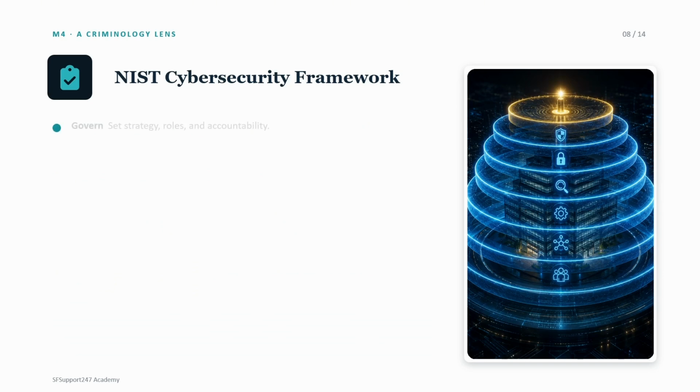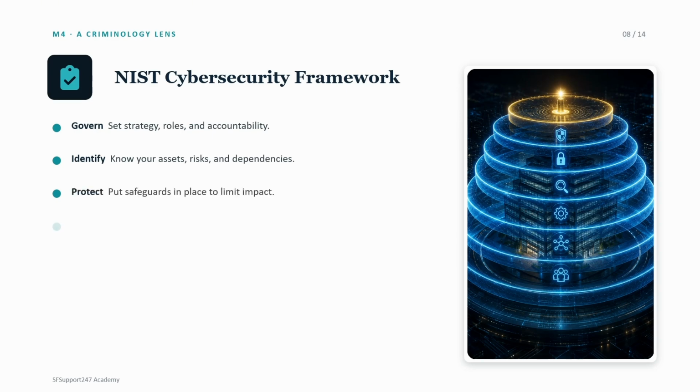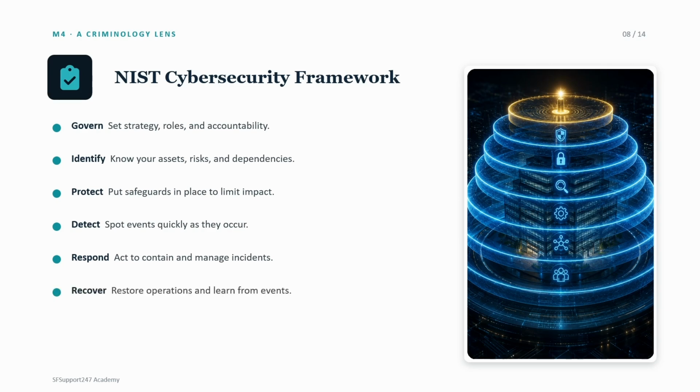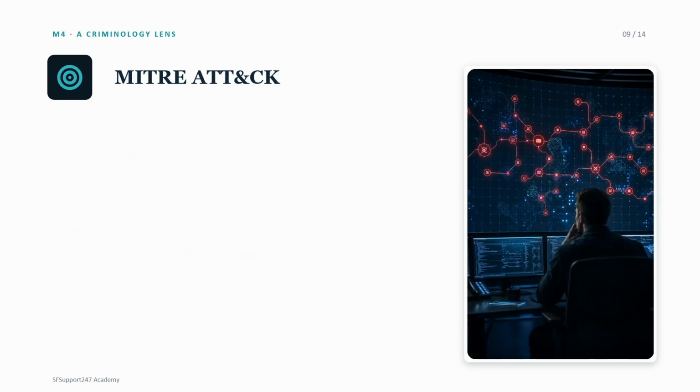NIST Cybersecurity Framework. First, govern: set the strategy, roles, and accountability. Then identify: know your assets. What are the assets that are at risk, and the dependencies for each asset? Classify the risks and the dependencies. Protect: put safeguards in place to limit the impact. Detect: spot events quickly as they occur. Respond: act to contain and manage incidents. Recover: restore operations and learn from events. Since its release in 2014, NIST CSF has become a baseline across US critical infrastructure.